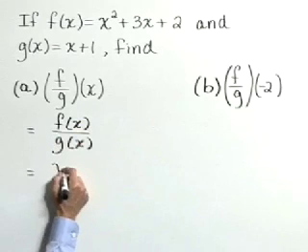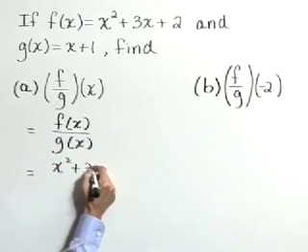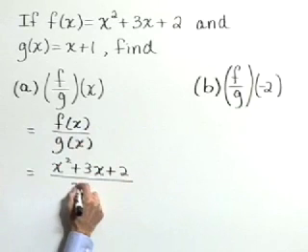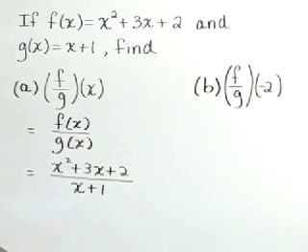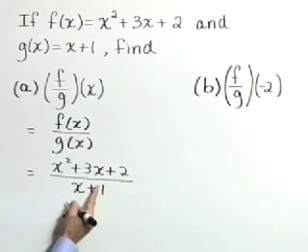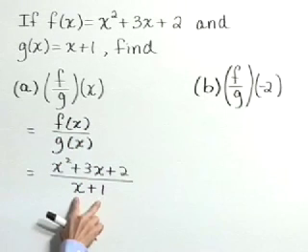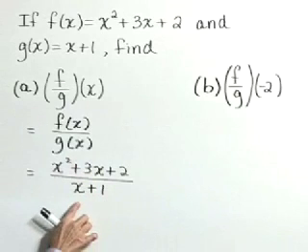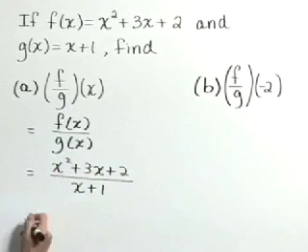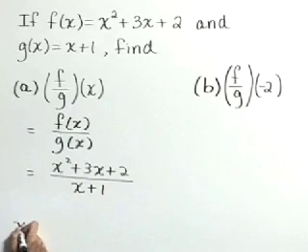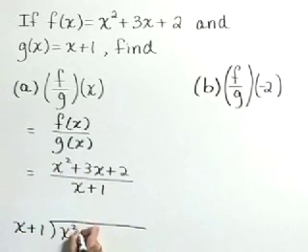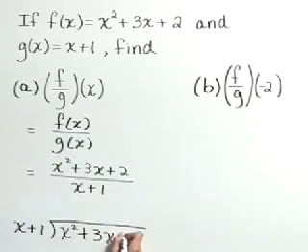In other words, that's x squared plus 3x plus 2 in the numerator divided by x plus 1 in the denominator. Now, since our divisor is a binomial, to actually perform this division, we need to use long division. So let's go ahead and do this and write x plus 1 divided into x squared plus 3x plus 2.